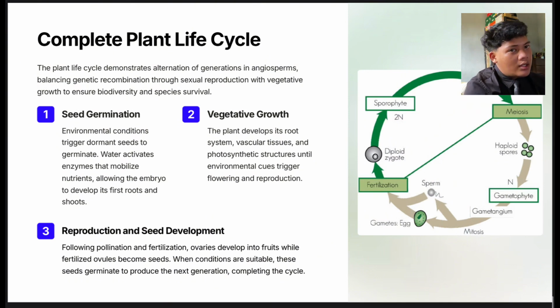The picture shown at the top half is the sporophyte stage, which is diploid, meaning it has 2 sets of chromosomes. It produces spores through meiosis. These spores are haploid and grow into the gametophyte stage. Gametophytes create sperm and egg cells. When the sperm fertilizes the egg, it forms a zygote, which grows into a new sporophyte. This cycle keeps repeating and helps plants survive and reproduce.